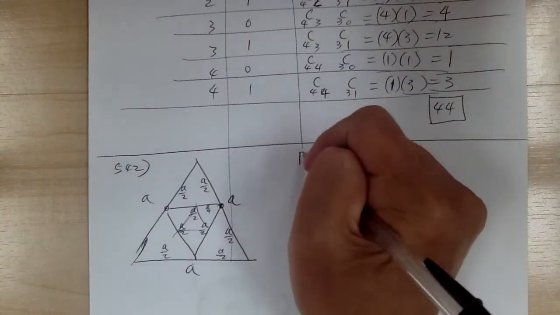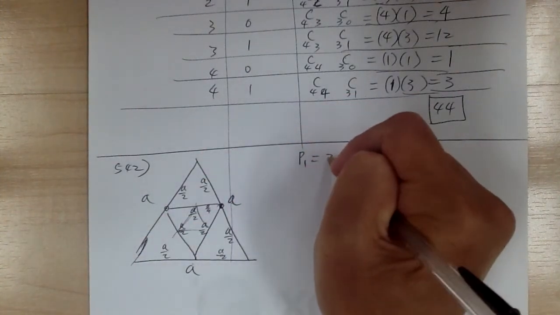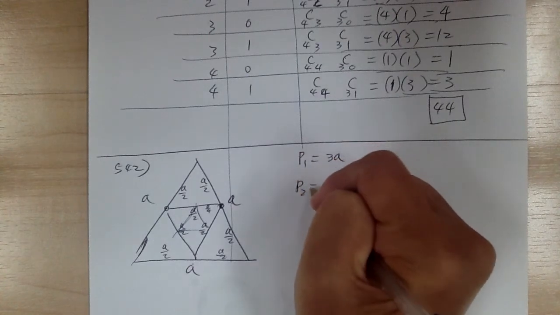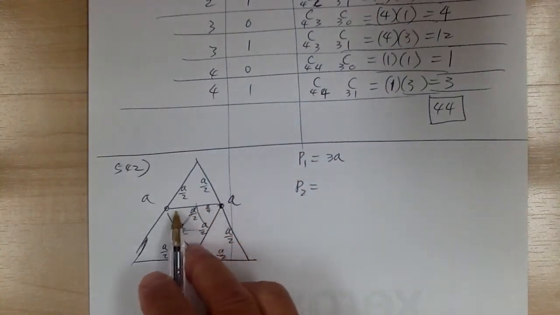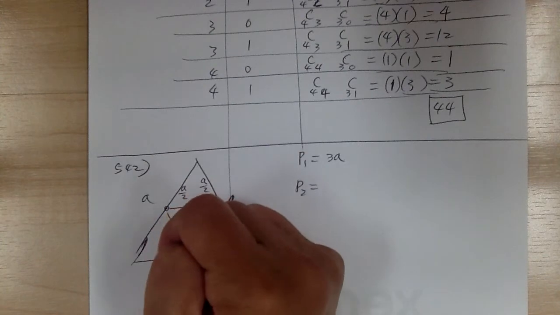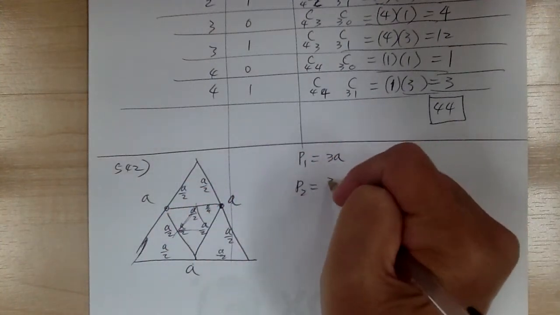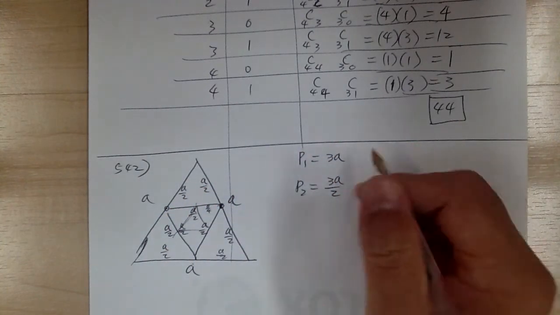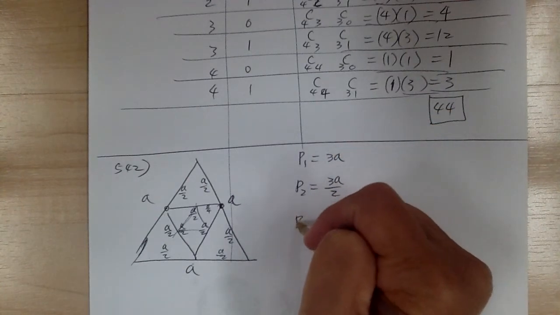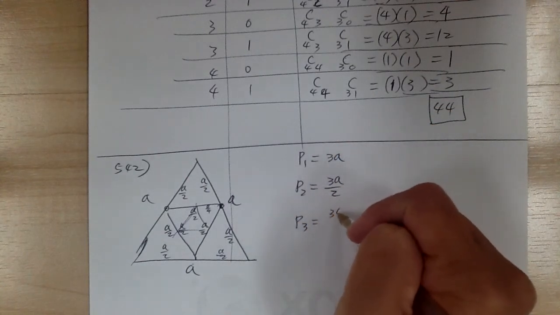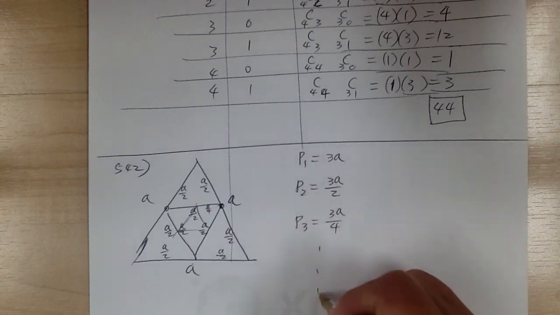Okay, so the first perimeter is this one over here, equal to 3A. The second perimeter is each side is A over 2, and there are 3 of them, so it would be 3A over 2. So it's going to keep halving, right? So P3 will be half of that again, so it would be 3A over 4, and so forth.